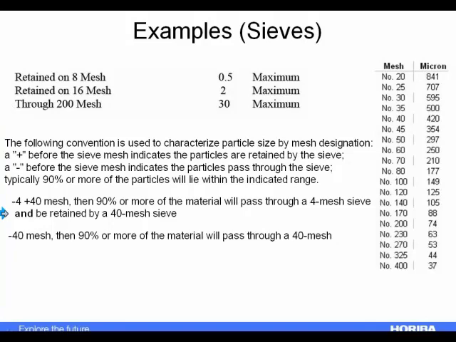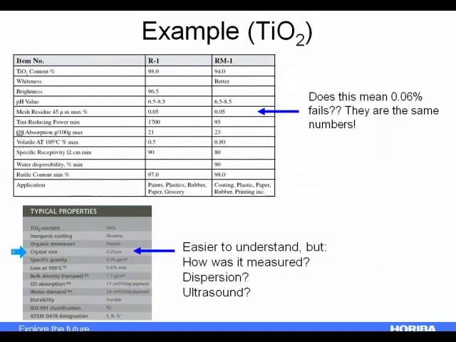Or there are shorthand forms where people use the plus, indicating the amount retained on a sieve, and minus the amount that passes through. And they might just say, minus 40 plus 40, and this might indicate that 90% of the material passes through and is retained on these two size sieves. So this is kind of a shorthand we might see for powders if they're measured by sieves, and the specification is on using sieves to define the size and distribution.